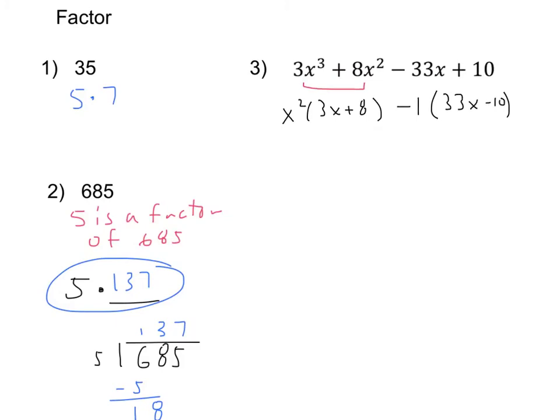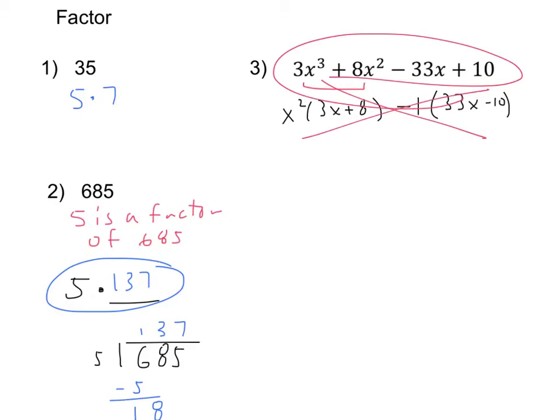But wait, you should notice the problem here, because this 3x plus 8 is not the same thing as 33x minus 10. And as you recall, you can't use factoring by grouping when this term does not match this term. So this problem can't be done using grouping. You cannot factor this using grouping. So we have to do something different, approach this a different way. As it is, you don't have enough information to do this just yet.